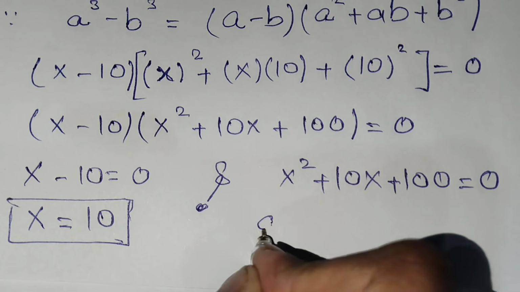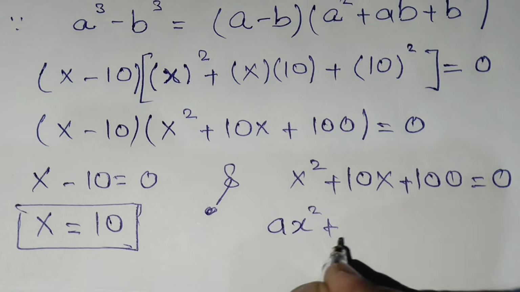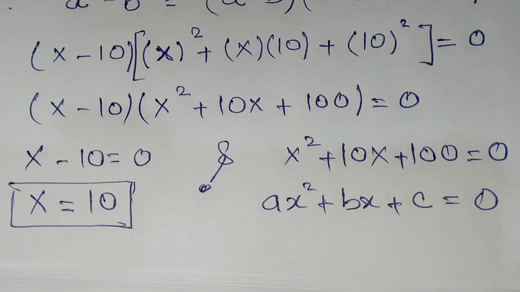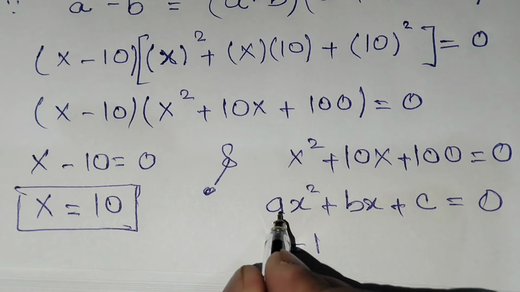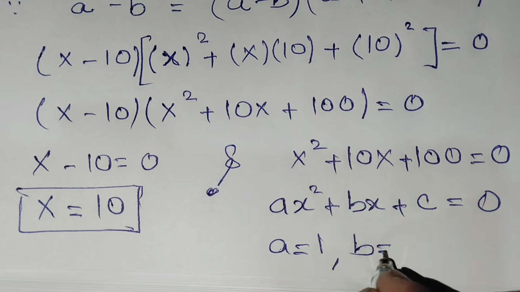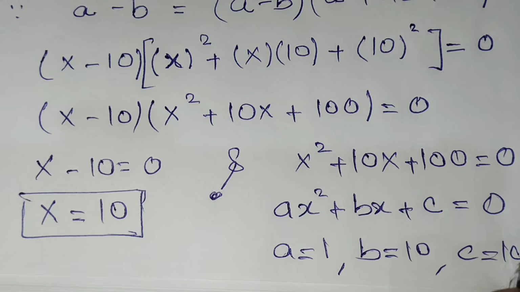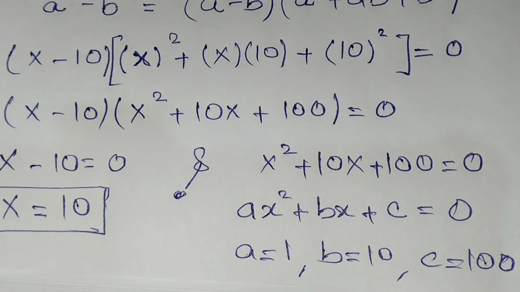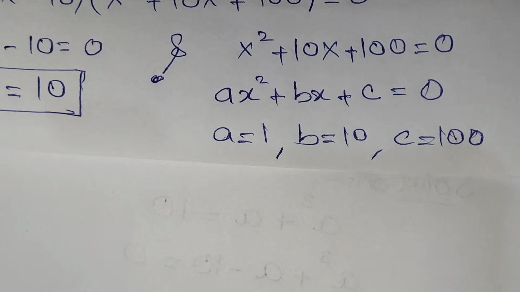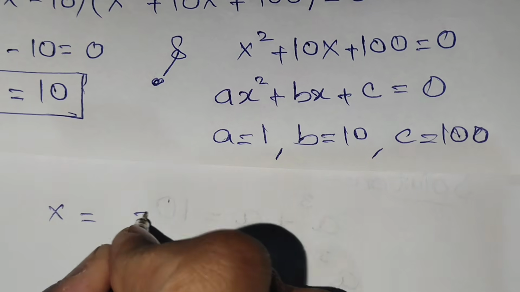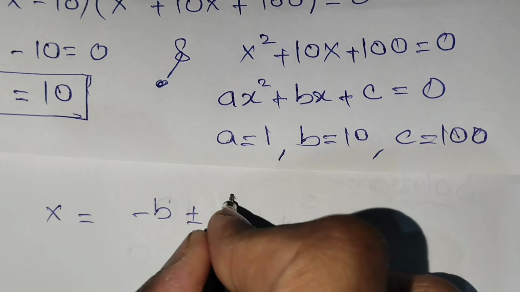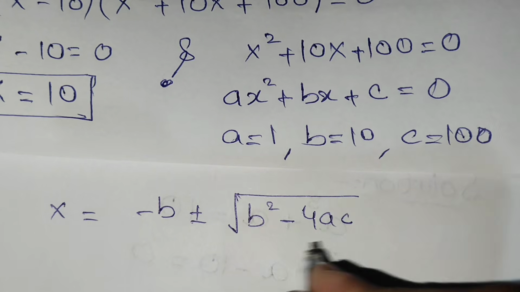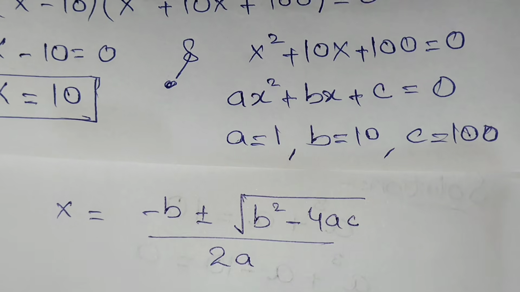This is the quadratic equation ax square plus bx plus c equal to 0. By comparing, we get the coefficient a equals 1, b equals 10, c equals 100. Now we will use the quadratic formula to find the value of x. x equals minus b plus minus square root of b square minus 4ac, all over 2a.